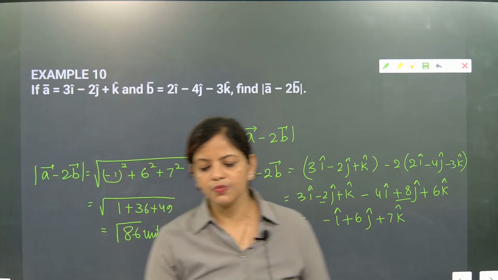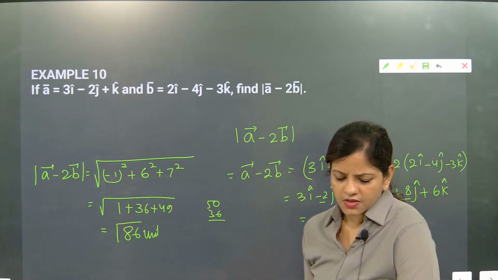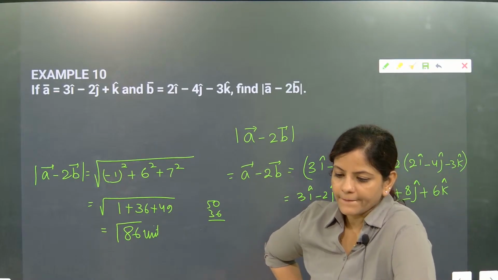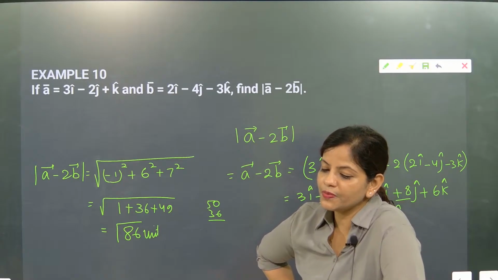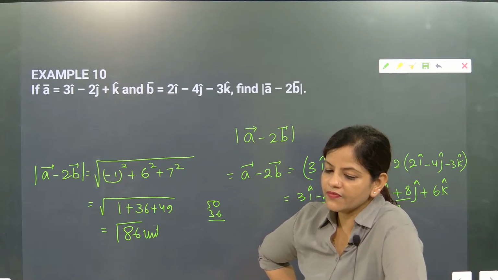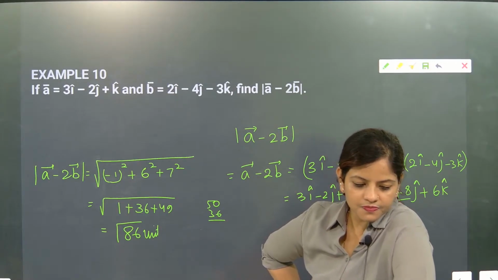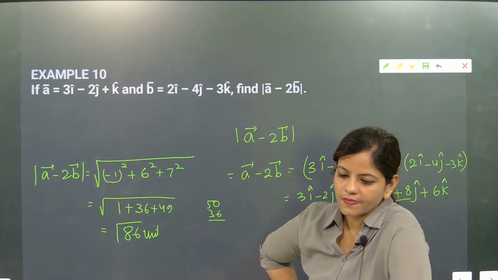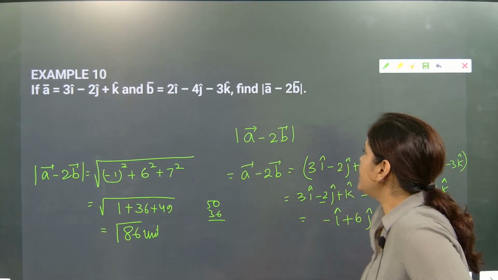Very good. Super. That's absolutely correct. Root under 86 units. That's correct only. Root under 86 units. Okay, super. Kishore and Loga both have got the answer. Root under 86 units. Super. Smriti also got the answer, root under 86 units.